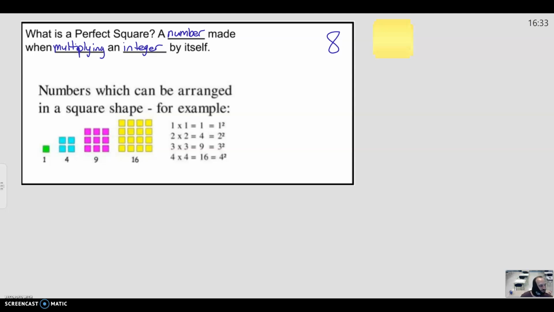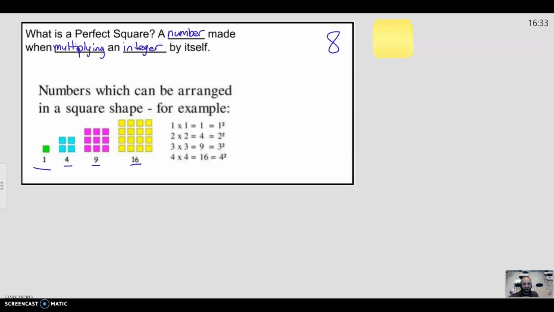Numbers which can be arranged in a square shape. There are lots of numbers. We specifically are going to be looking at numbers that can be arranged to create a perfect square, and then other numbers that cannot be arranged to make a perfect square. Numbers that can be, examples, 1, 4, 9, 16. Those are all great examples of numbers that can be arranged to form a larger square. An example of a number that cannot be arranged to create a larger square would be 8.